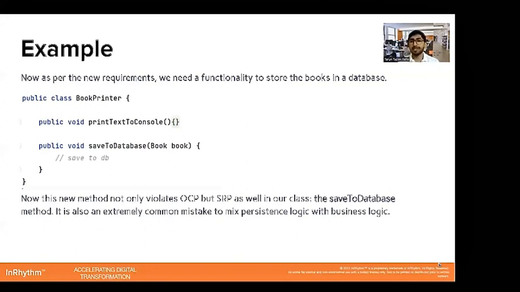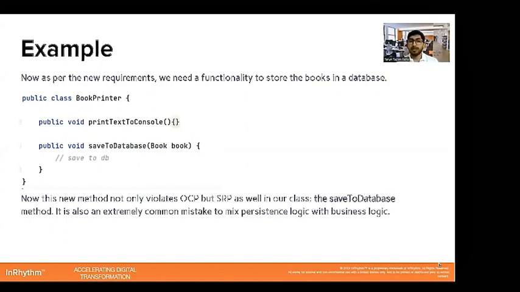Now, this method not only violates open close principle but also SRP, right? But why? It violates SRP because now book printer is doing two separate things, right? Hence, it has more than one reason to change. But what about OCP, right?